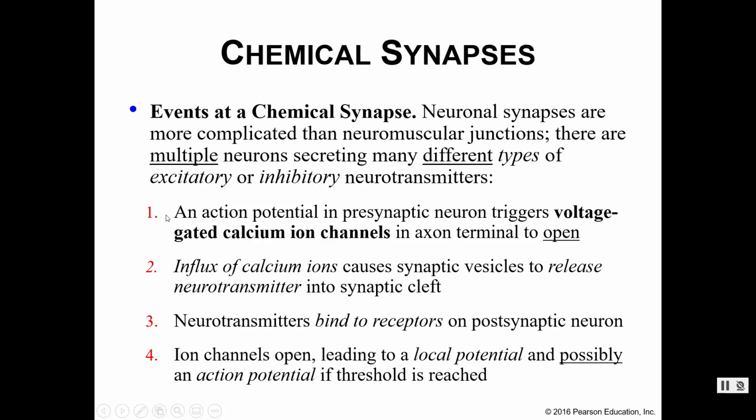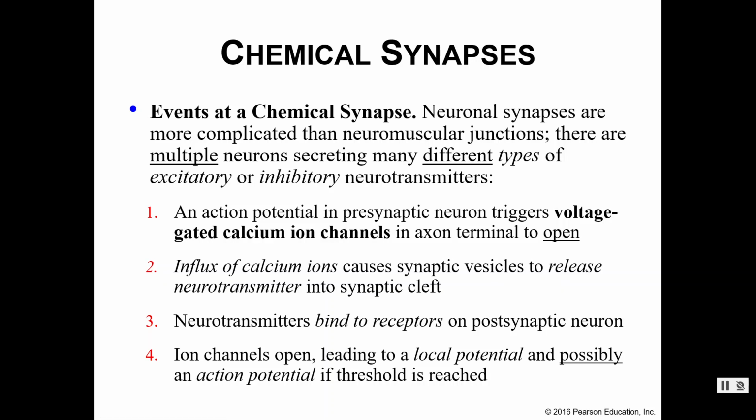Step number one, an action potential at the presynaptic neuron triggers the opening of voltage-gated calcium channels, and calcium is going to come into the axon terminal, which is step number two, influx of calcium. Again, really hoping that sounds familiar because that's how it worked when we talked about skeletal muscles. Influx of calcium causes the release of neurotransmitters into the synaptic cleft. Again, that's how it worked at the neuromuscular junction.